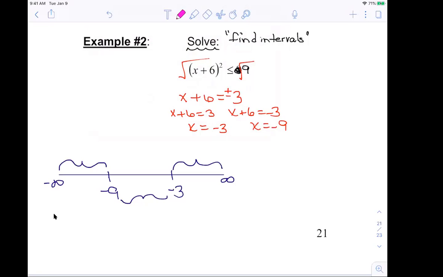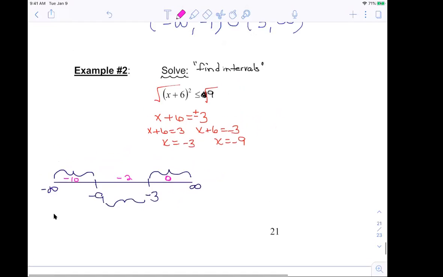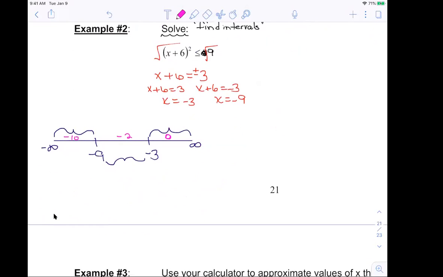So I guess -10 would be a good number because it's just below -9. Maybe we'll pick a -2 in between -9 and -3. And then, I don't know, a 0 is always a good number to choose. Pick 3 numbers. As long as they fall within those intervals, then you can use it to test that interval. So here's where the test part comes in. You take the number you just chose, you plug it into the original inequality. So I'm going to take the -10, plug it into the original inequality where it says x plus 6 quantity squared. Our goal is to show that that is less than or equal to 9.